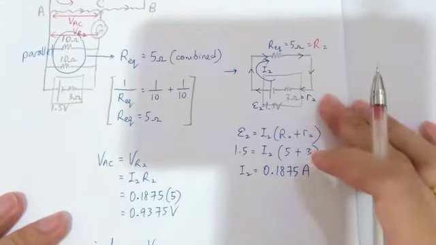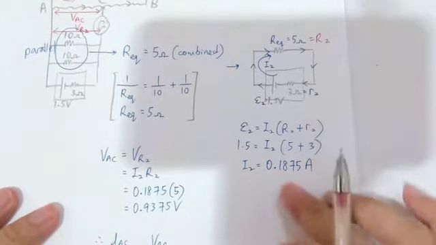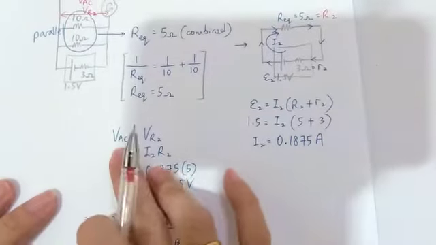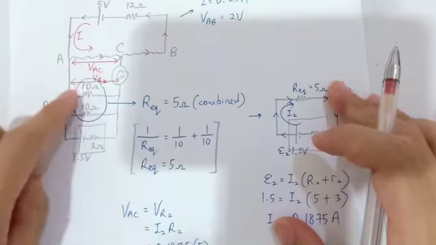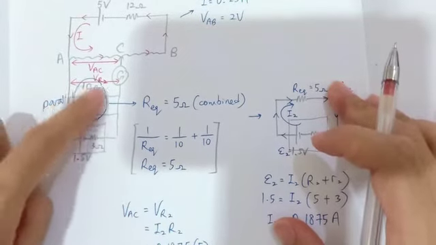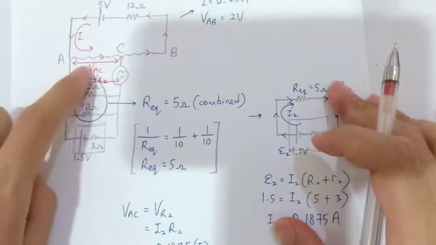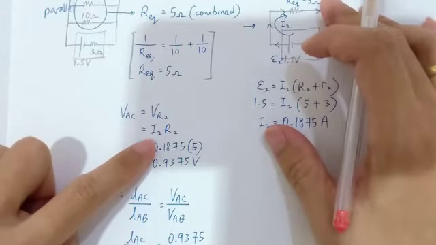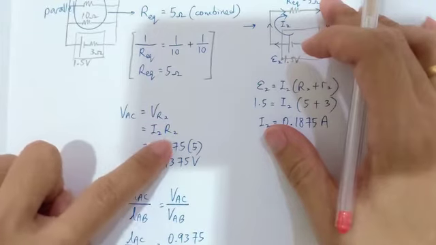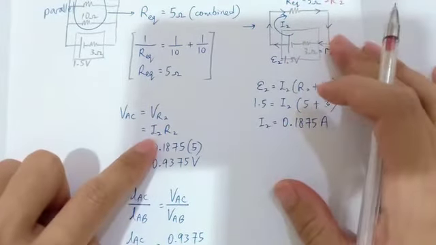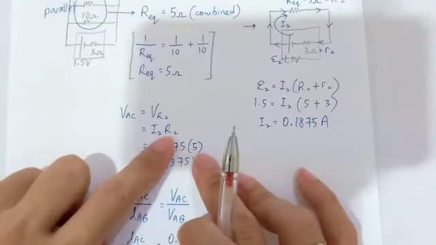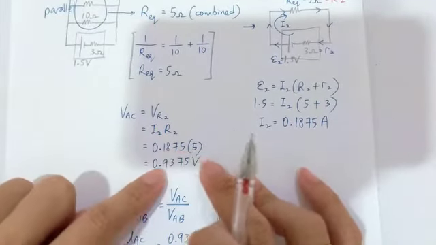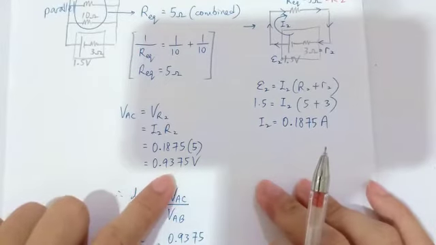After that, the voltage VAC is equal to the voltage across the external resistor R2. VAC equals VR2, and VR2 is current I2 times R2. I2 is 0.1875, and the new R2 is 5 ohm. Multiply, and you get this answer.